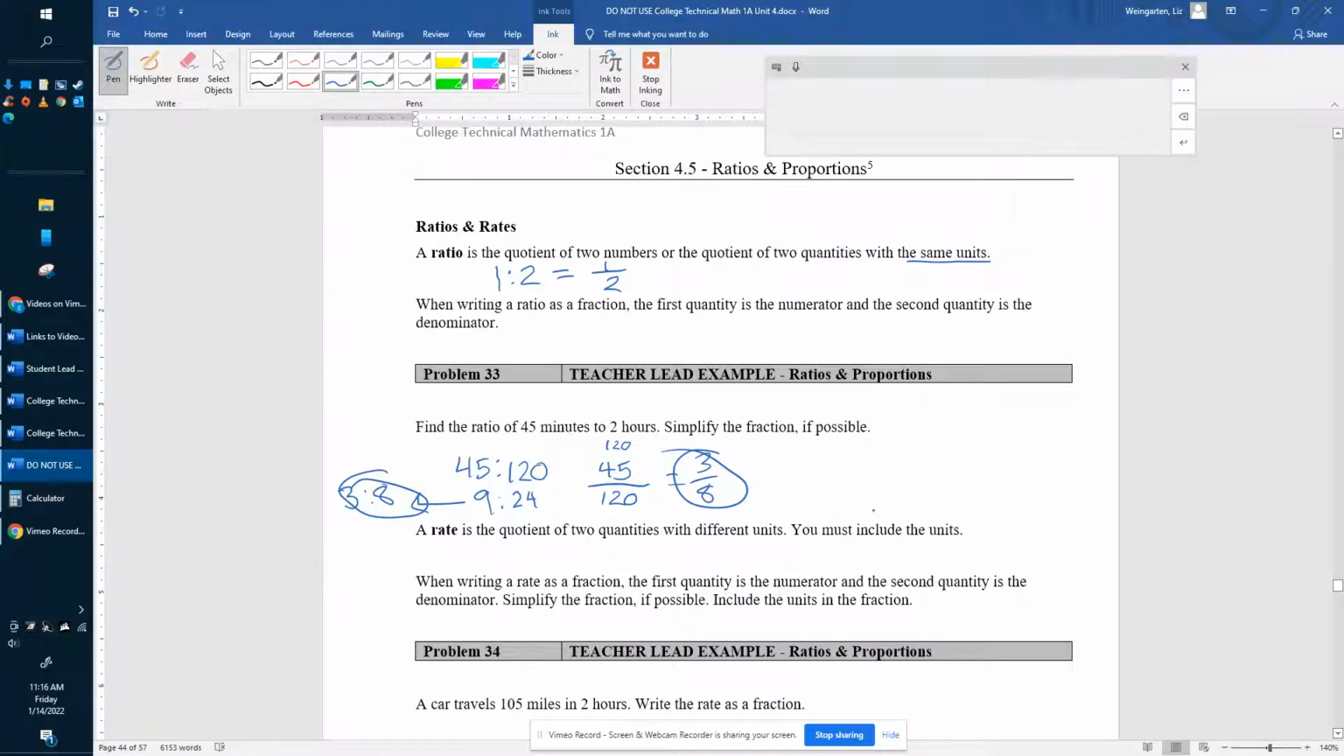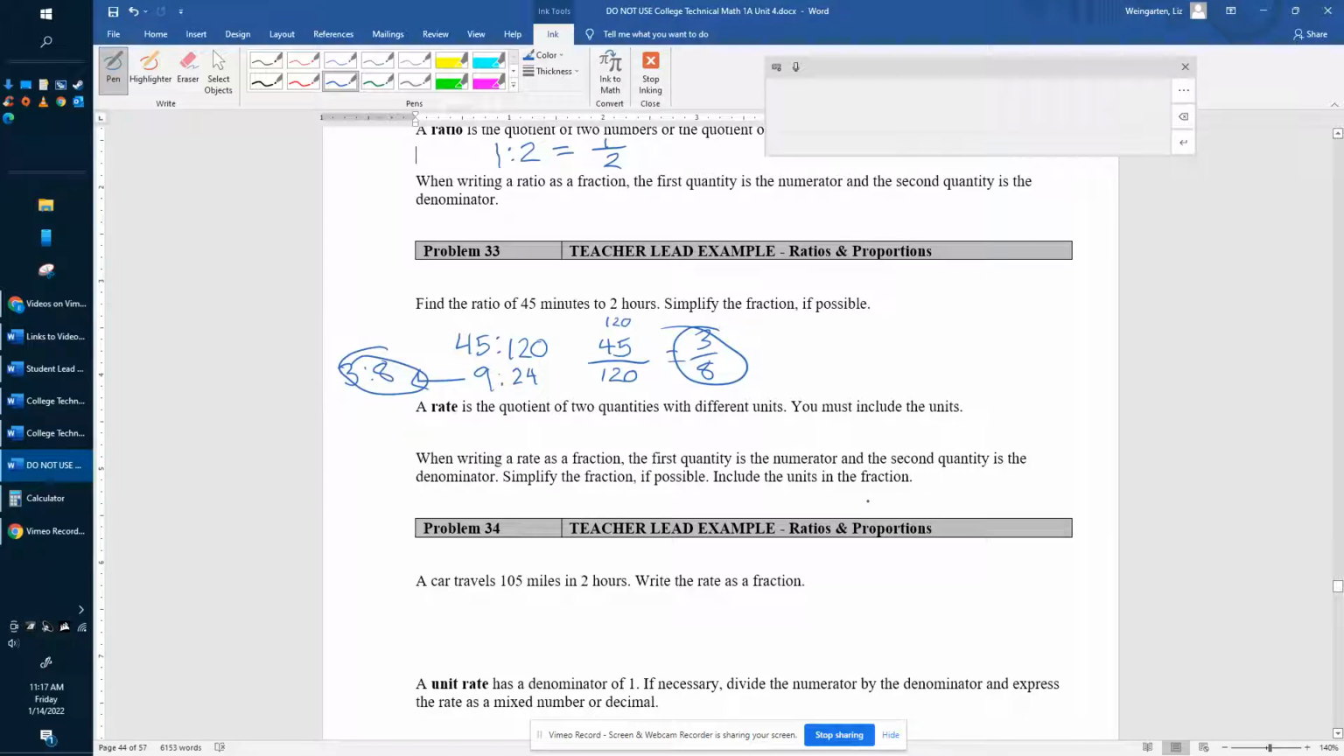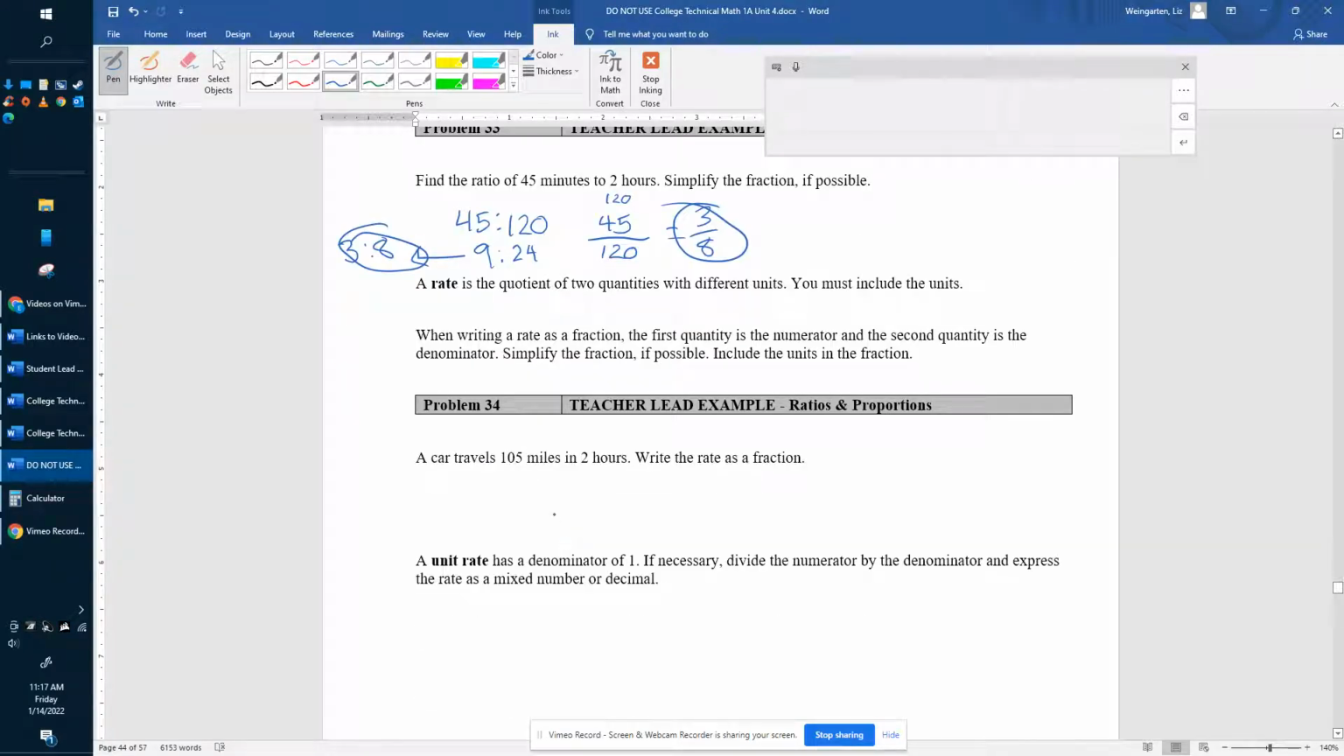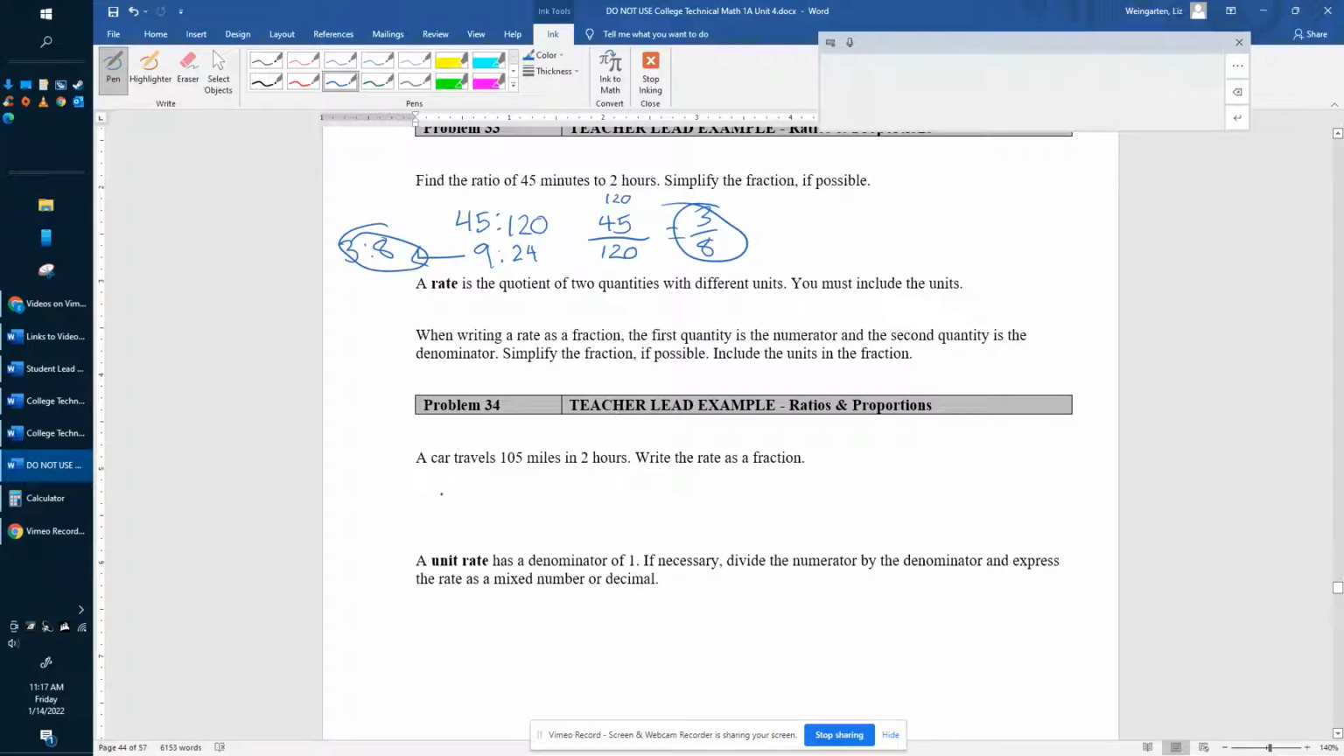A rate is a quotient of two quantities with different units. You must include the units. So let's look at problem 34. A car travels 105 miles in 2 hours. Write this rate as a fraction. So we have 105 miles over 2 hours. We cannot reduce this any further, so this is our final answer.